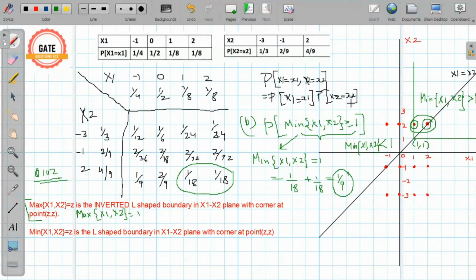I hope you have enjoyed the solution of this problem. This is the graphical method of solving the problem, and it is more interesting than the conventional method of solving these minimum maximum functions. So I will be bringing more such interesting methods.